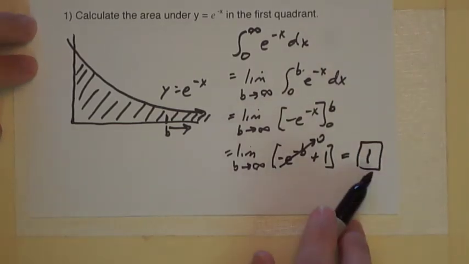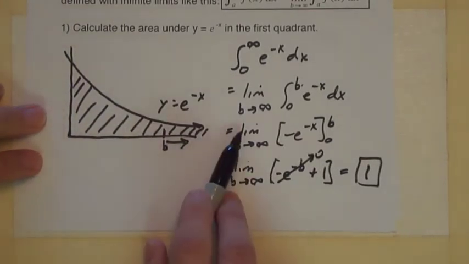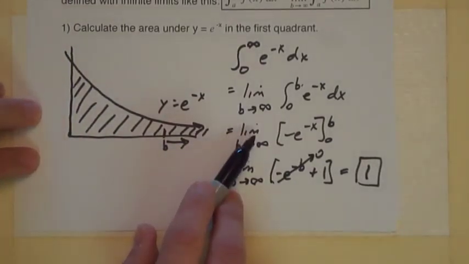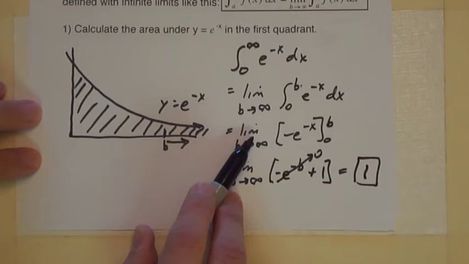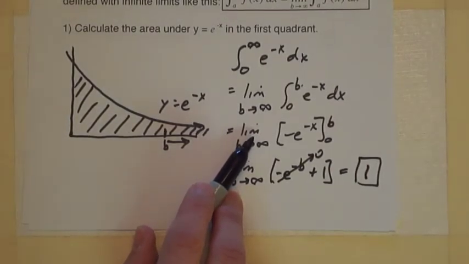And that's our answer. So this is a case where we have this unbounded region that goes off to infinity, but it actually has a finite area. It's part of the beauty of calculus.